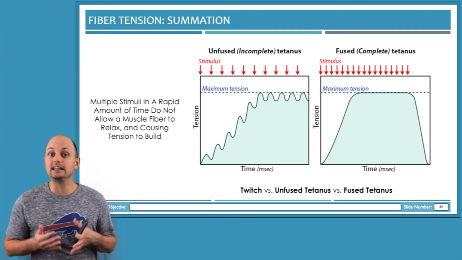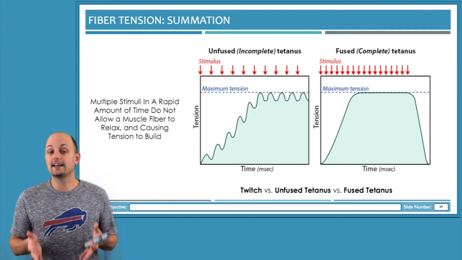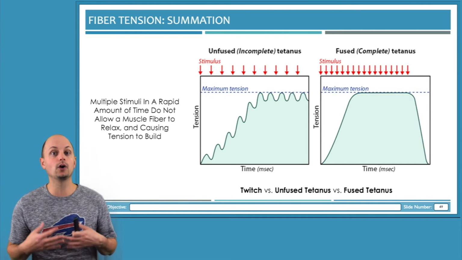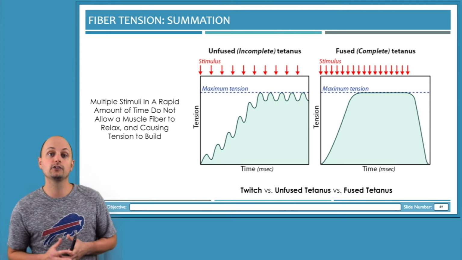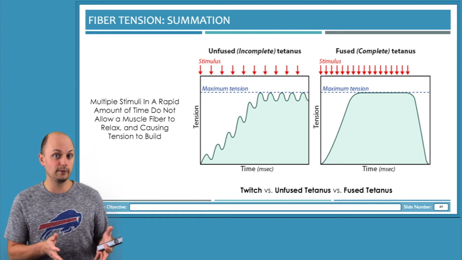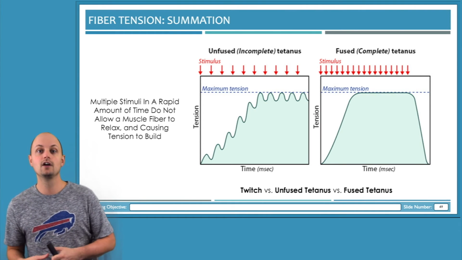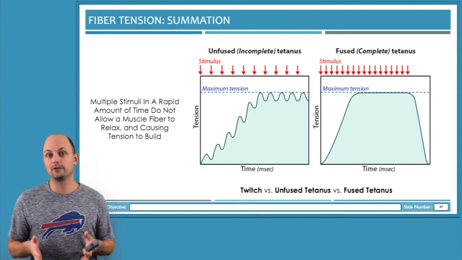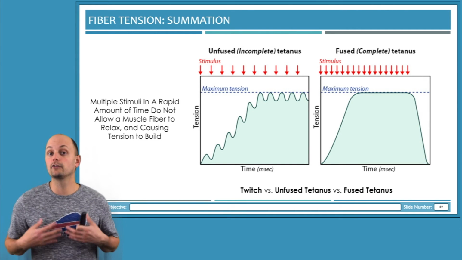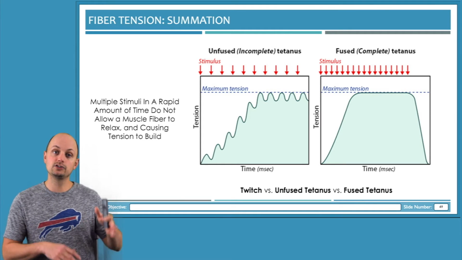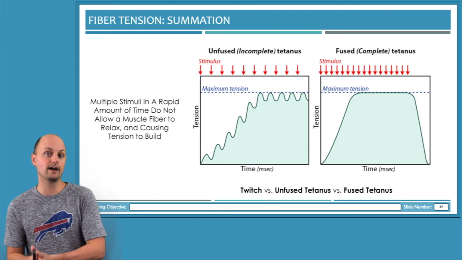In the same way that EPSPs can be temporally or spatially summed to reach threshold, the tension generated by skeletal muscle can also be summed when it's stimulated at a really high frequency. So in this graph, you can see how a single stimulus, which is essentially a single muscle action potential in a twitch, only generates a small amount of tension, and it only lasts for a short period of time. But when you have repeated stimuli, that allows the tension to build more and more and more as you move to the right on these graphs.